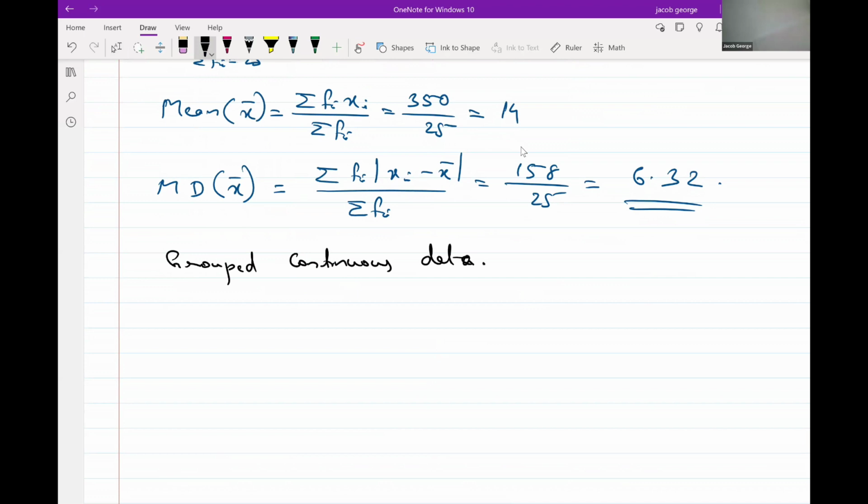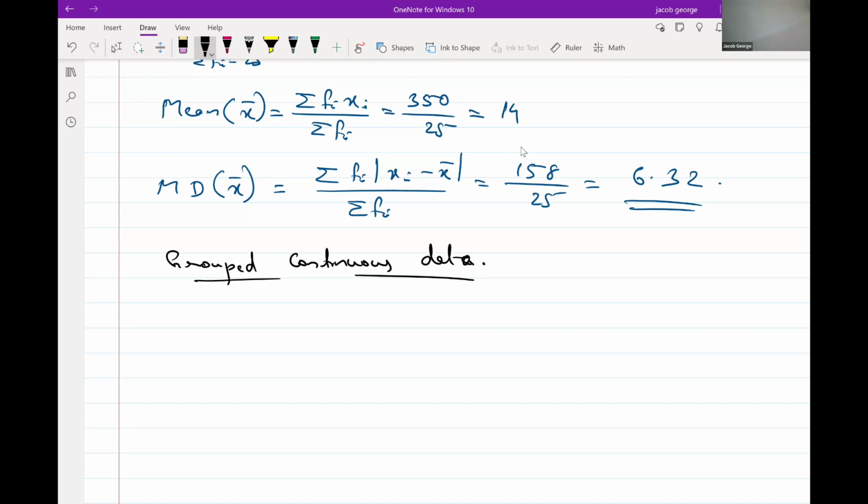Mean deviation about mean of grouped continuous data. Here we can use either the direct formula for finding the mean or the step deviation method. The direct formula is the same as in the last two: sigma fi xi by sigma fi.